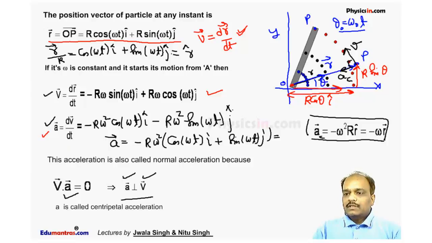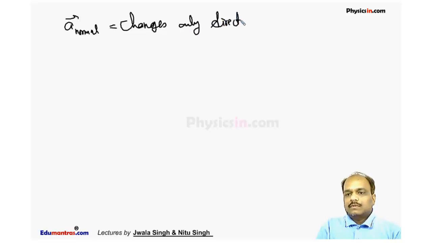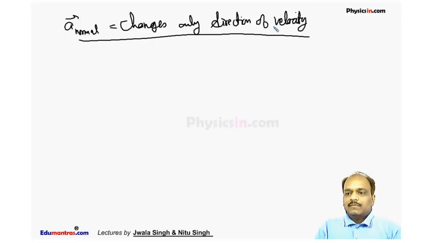So centripetal acceleration only changes the direction of velocity. So we can say normal acceleration changes only the direction of velocity. Normal acceleration never changes the magnitude of velocity.